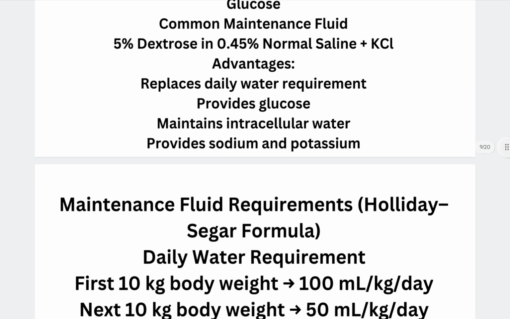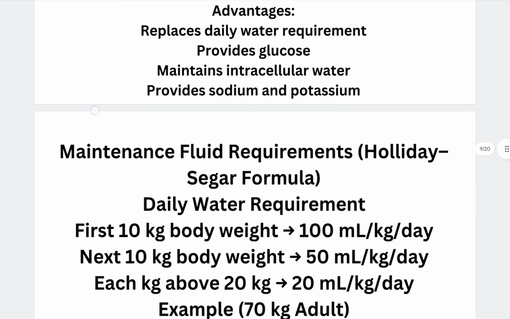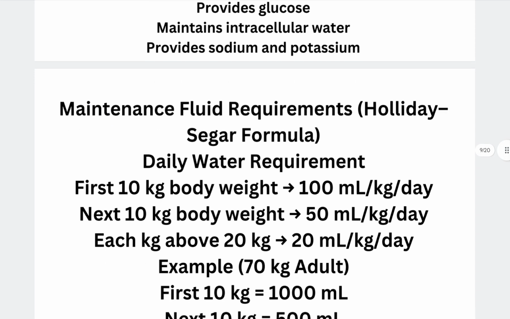So how to calculate the fluid requirement for the patient? You can use the Holiday-Segar formula. This is for any kind of perioperative patient. It is a simple formula.